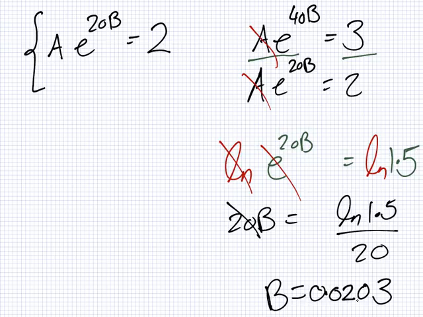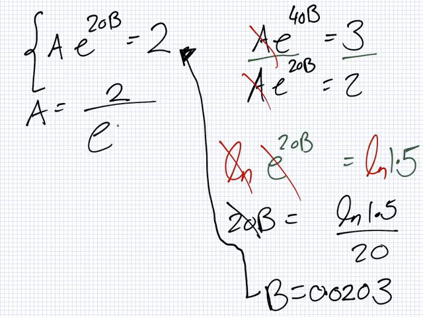Yeah. Now, we still have to get the A. So what I'll do is I'll put this one in here. And I have A equals 2 over e^(20b), which is 0.0203. And what's that, please, if somebody can type that in? Lots of 8s, is it? 8 point... No? What's this here in total? Oh, okay. Like this, yeah? Is it?